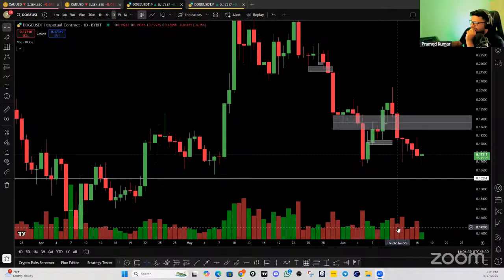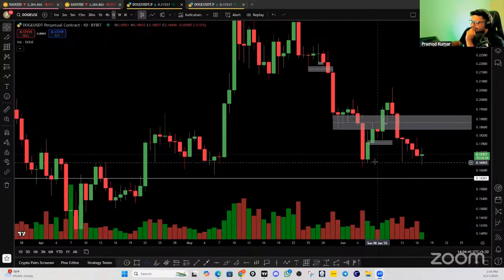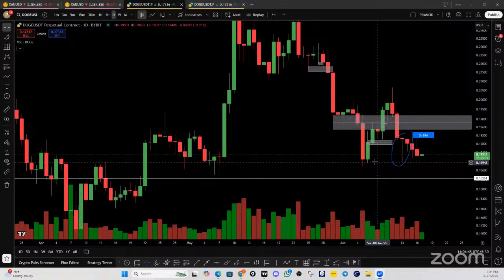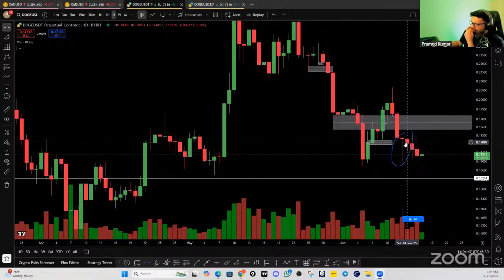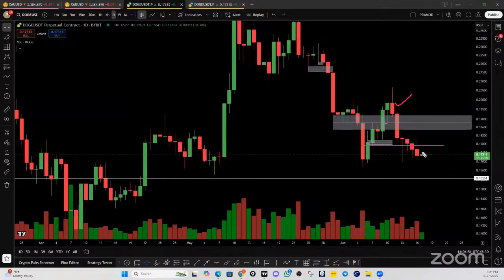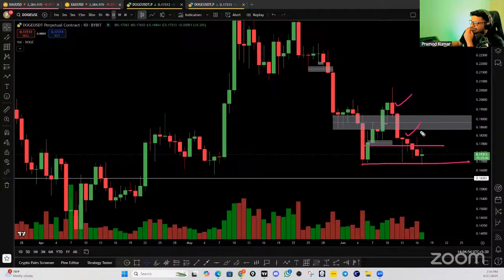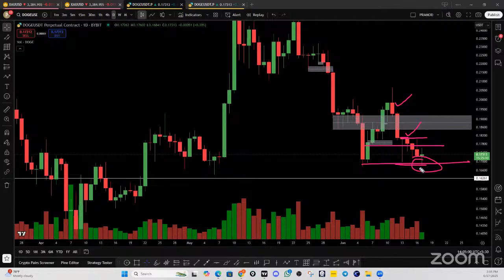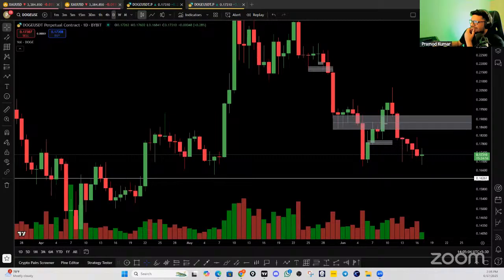But here, this candle with nice volume, most of them will go for long. They'll mark this as an order block, and this is like a dragonfly doji. They enter according to the daily time frame, and the stop loss gets hit. If you get this kind of volume, you should stay away, sir.